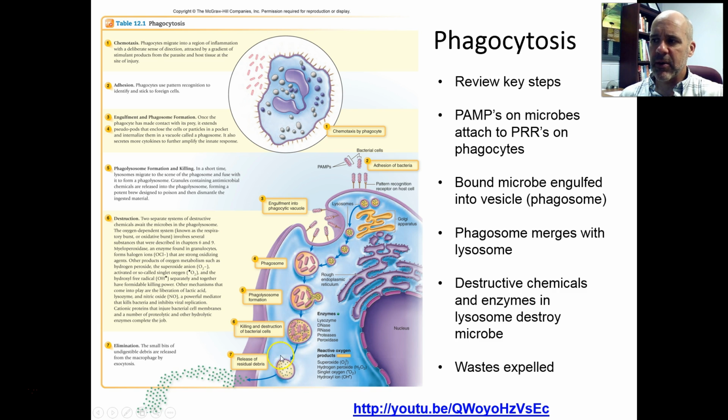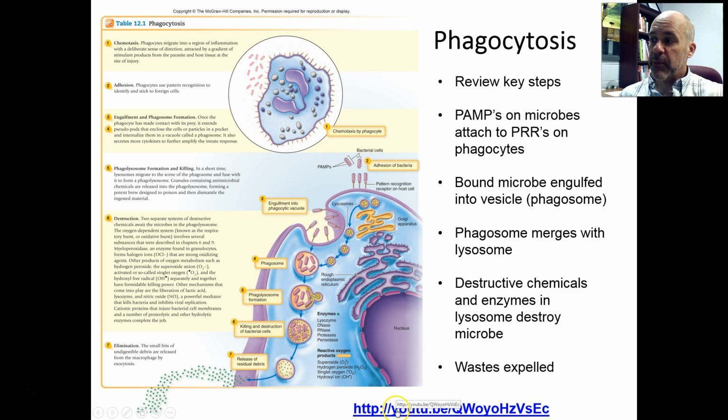After the poor little microbes have been broken down into their little component parts, the phagolysosome travels back to the cell surface, and all that cellular debris gets released or eliminated. So these are your 7 key steps of phagocytosis. Just take a look at that table in your textbook for a really good overview.